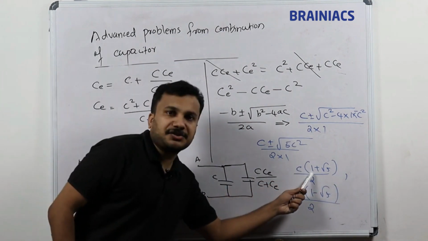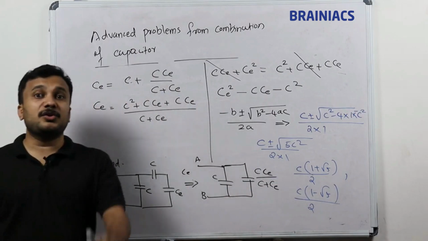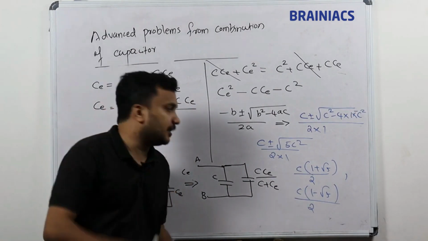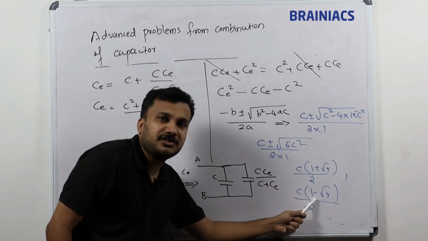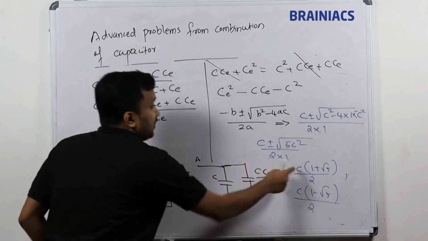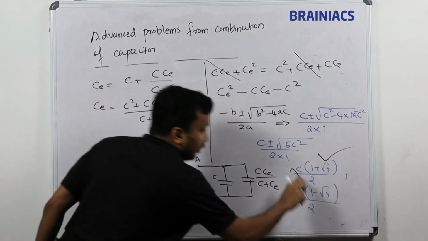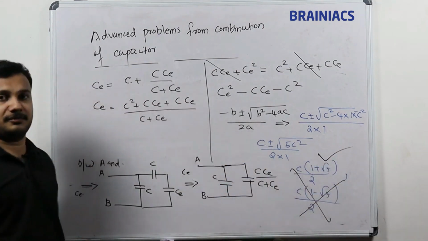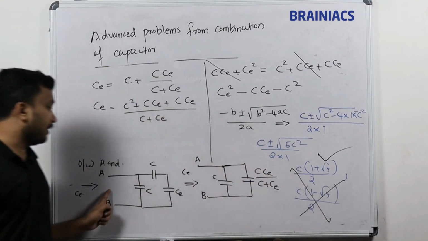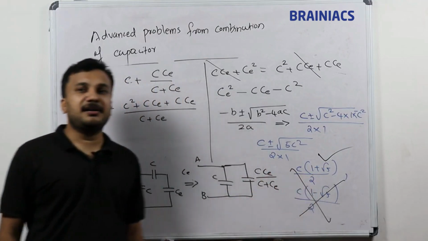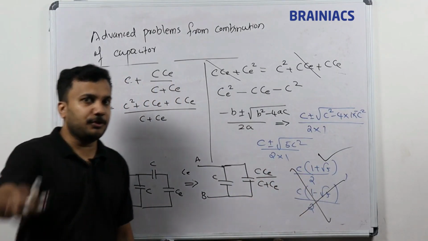Is the first number positive or the second number positive? Root 4 means 2, so root 5 means 2 point something. So this is positive or this is positive? The first one is positive. Capacitance is a positive value; capacitance should not be a negative value. So the second one is wrong. Your answer to the capacitance question is C into 1 plus root 5 divided by 2. Hope you got this one.